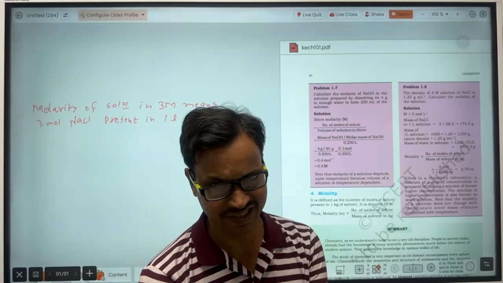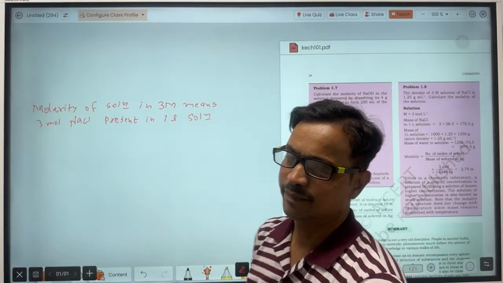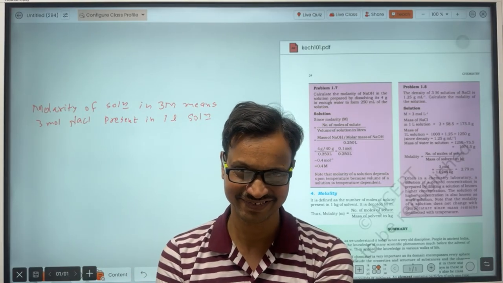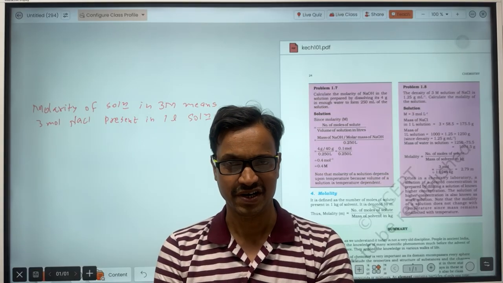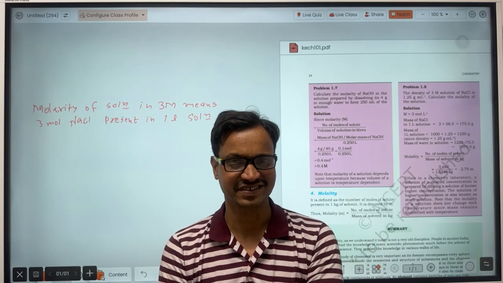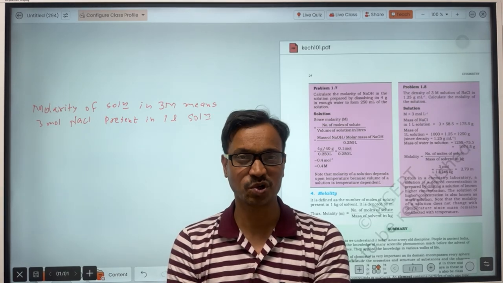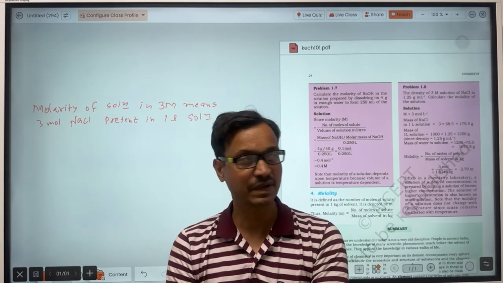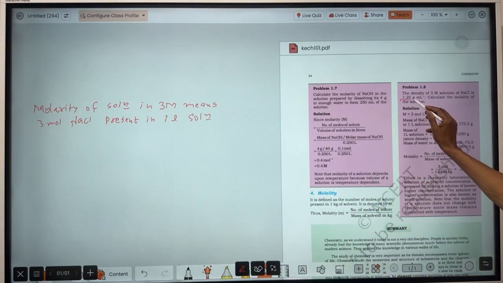So here assume in 1 liter, when the volume of the solution will be 1 liter, then what will be the mass of the solution? So you know density equals mass upon volume. So density of solution will be equal to mass of solution upon volume of solution. 1 liter is the volume of the whole solution. So when we put the density of solution as 1.2 gram per milliliter, then we will have to take it here.